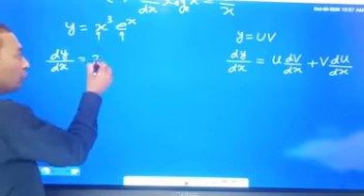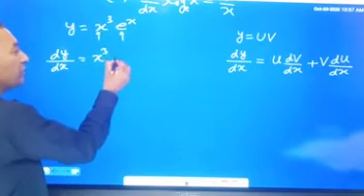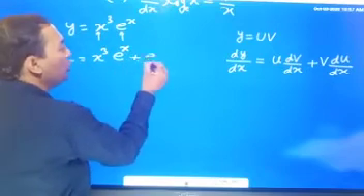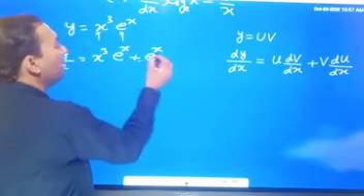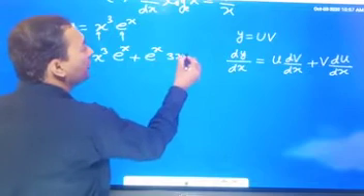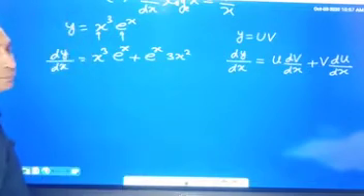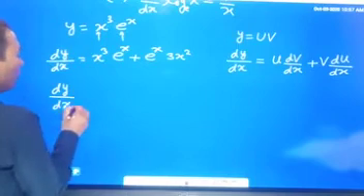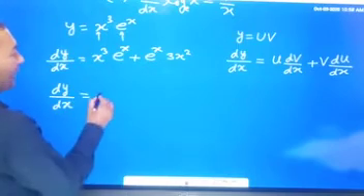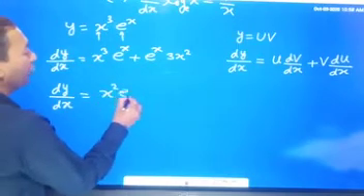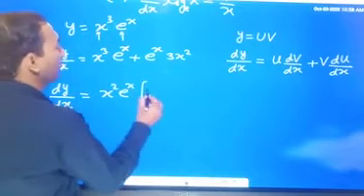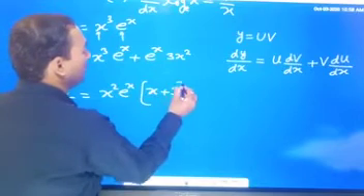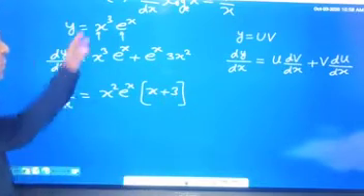That x cube is constant, and the differentiation of e to the power x is e to the power x, plus e to the power x is constant and the differentiation of x cube is 3x square. So when we solve it, what is common in these two terms? x square and e to the power x are common. Then we get here (x plus 3). This is the differentiation of this function.